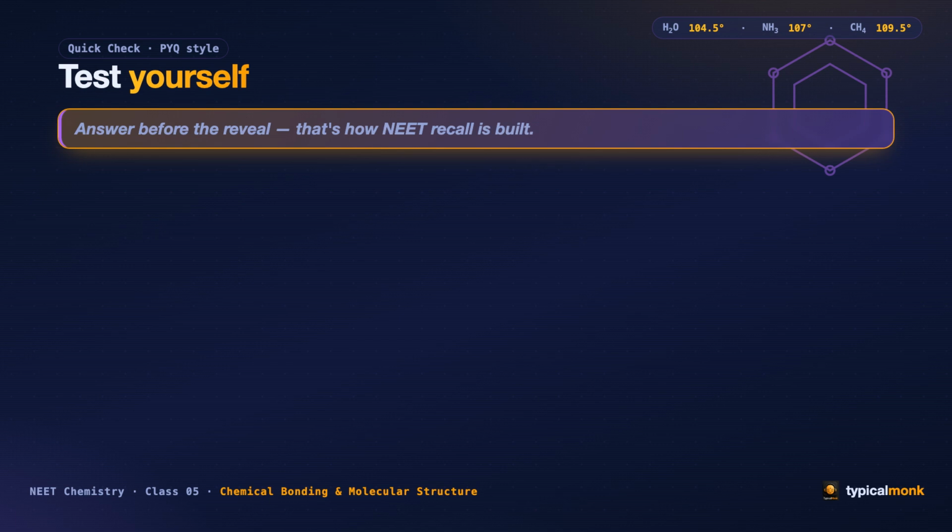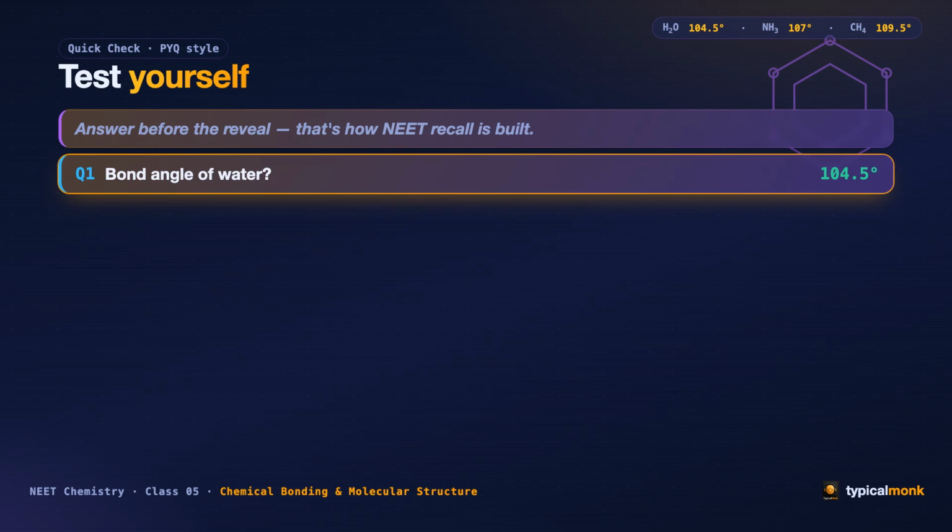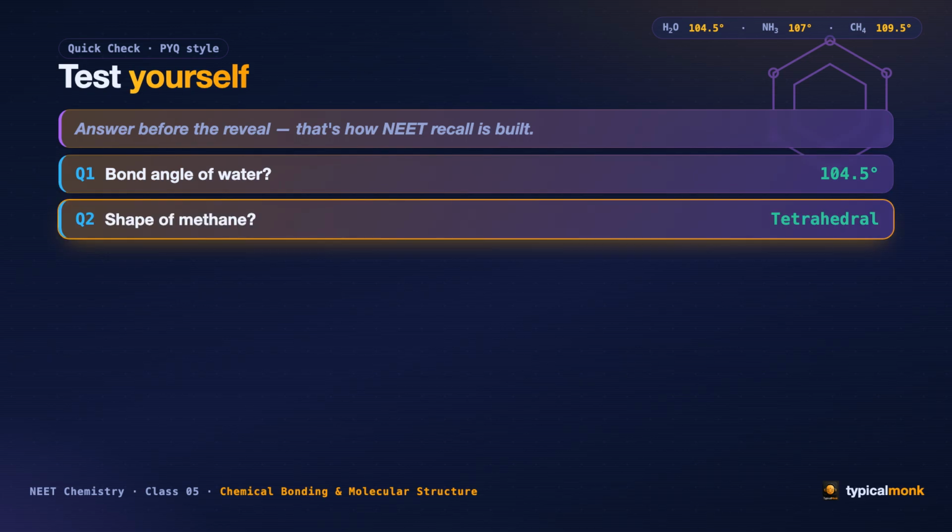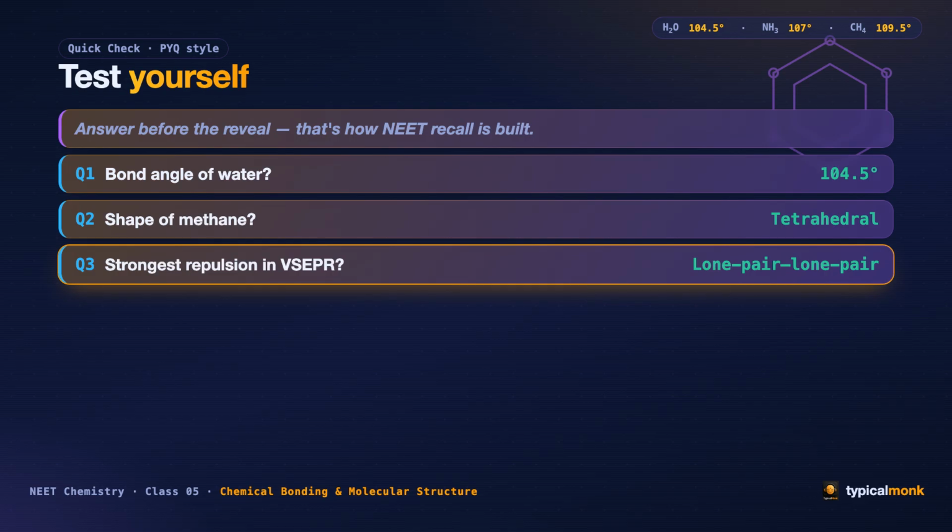Time to test yourself. Rapid fire. Here is the rule. I ask, you answer in your head before the reveal. No notes, just the ideas you built today. Question 1. What is the bond angle of water? Picture those 2 lone pairs squeezing. 104.5 degrees. Question 2. What is the shape of methane? 4 bonds, no lone pairs, tetrahedral. Question 3. Which repulsion is strongest in VSEPR? The lone pair on lone pair repulsion.